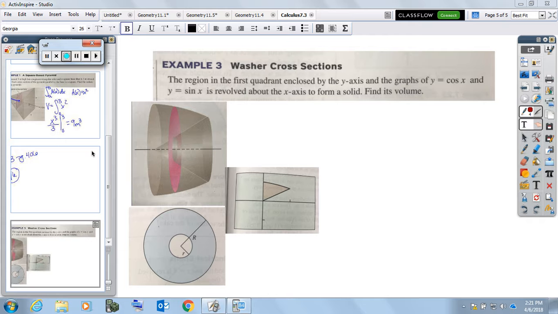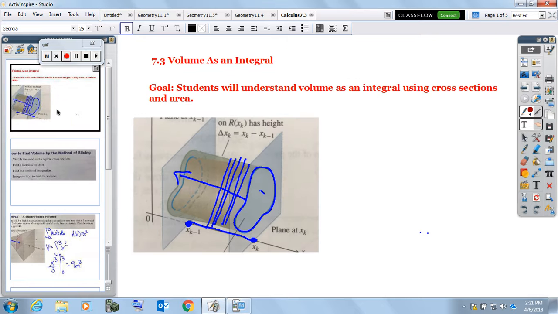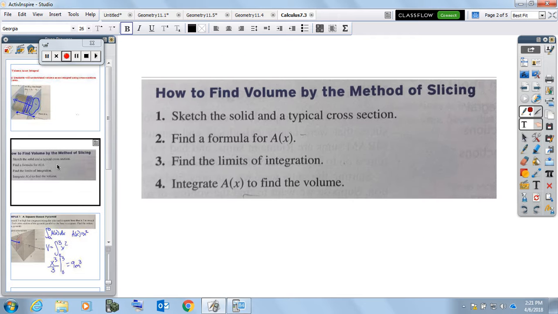Alright guys, so in this video we're going to continue our focus on thinking of volume as an integral. If you remember from the beginning of this lesson, our goals were to really understand volume and integrals and the relationship they have with each other, specifically thinking about cross sections and the areas of those cross sections.